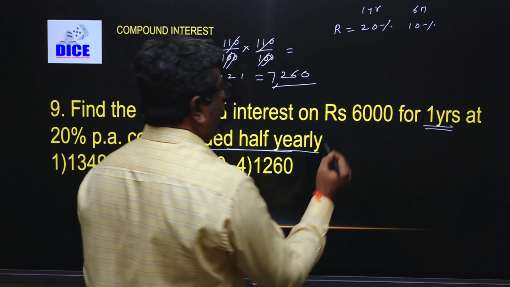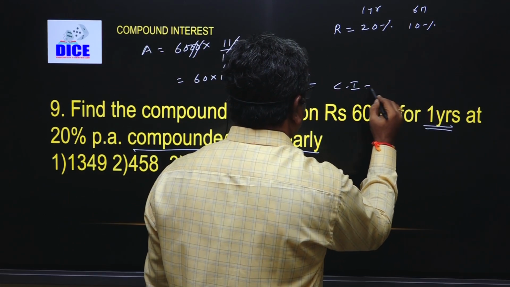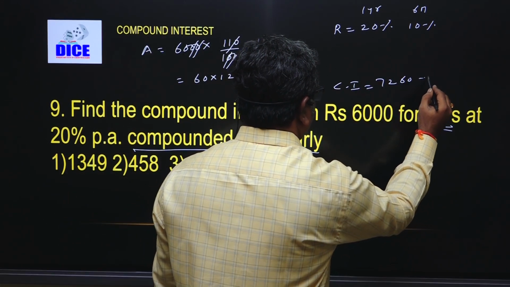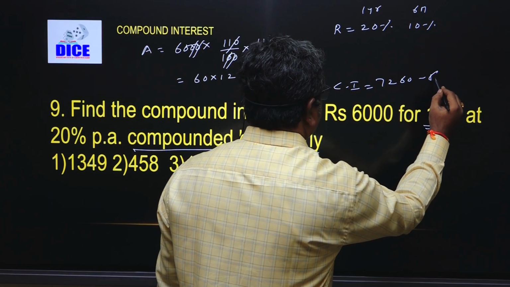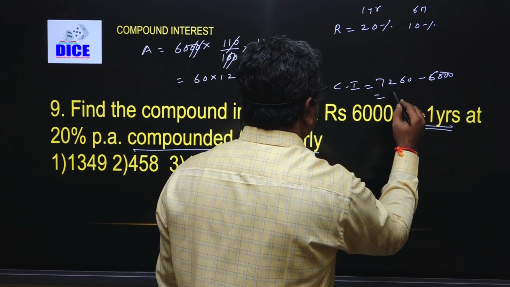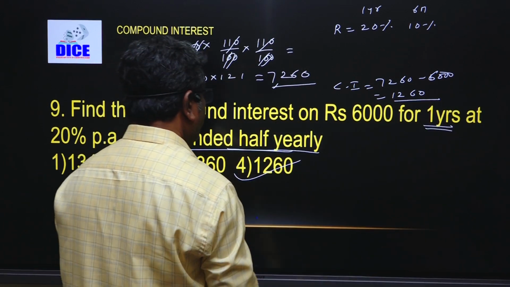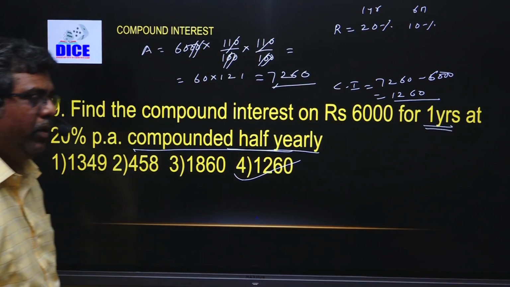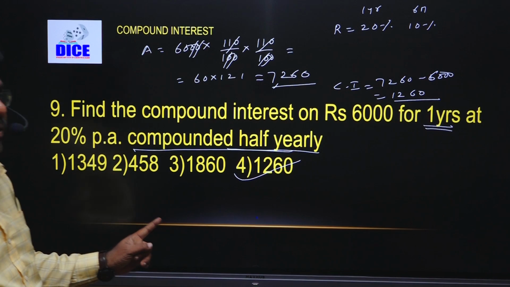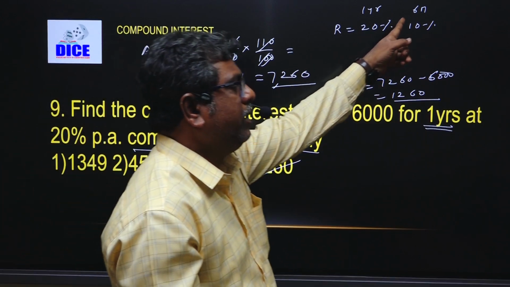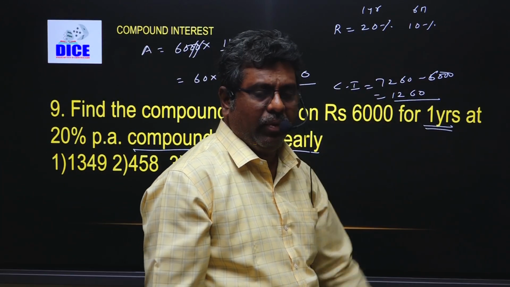That is the amount. I want CI. CI is equal to 7,260 minus 6,000. So what is the answer? 1260 is the answer. 1260 is the required answer. So the half yearly amount changes. Be careful. But take half yearly interest as 10% only. Half of the year.